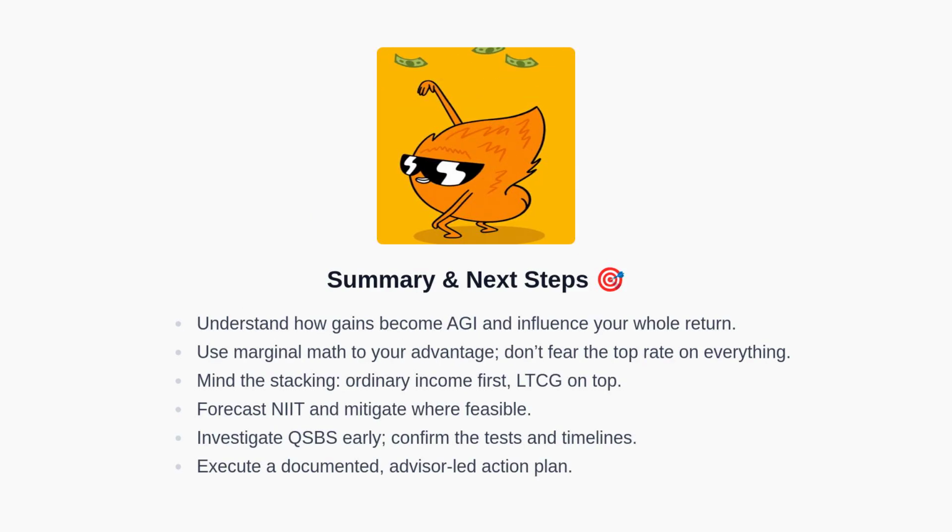Finally, here is your summary and next steps. Understand how gains flow into AGI and influence your overall return. Use marginal taxation to your advantage and avoid assuming the top rate applies to the entire gain. Stay aware of stacking dynamics, where ordinary income fills lower bands and long-term gains sit on top. Forecast the net investment income tax and mitigate it when feasible. Investigate QSBS as early as possible and confirm the necessary tests and timelines. Then, execute a documented, advisor-led plan to optimize outcomes.